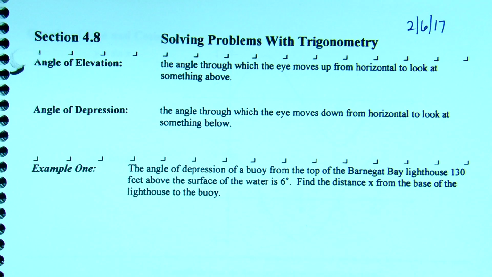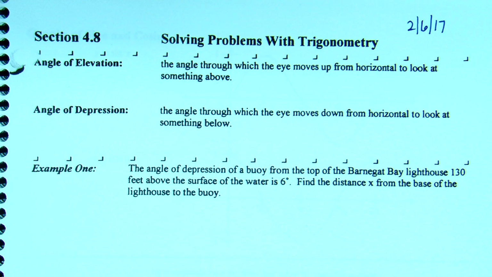So in here, the angle of elevation, angle through which the eye moves up from horizontal to look at something above. Angle of depression, the angle through which the eye moves down from horizontal to look at something below. Okay, let's look at example 1.